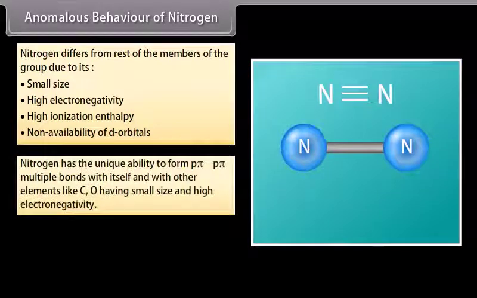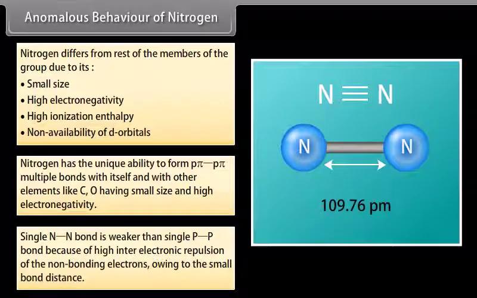Nitrogen has the unique ability to form pπ-pπ multiple bonds with itself and with other elements like carbon and oxygen, having small size and high electronegativity. Thus, nitrogen exists as a diatomic molecule with a triple bond between the 2 atoms, having high bond enthalpy 941.4 kJ per mole.